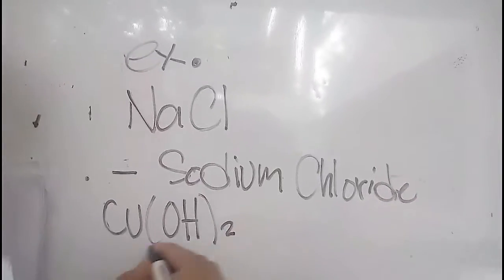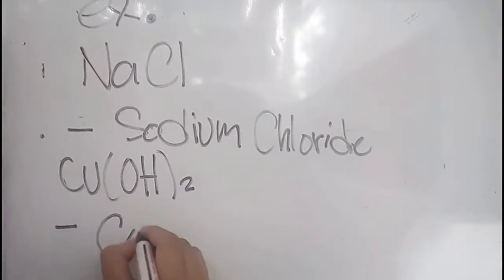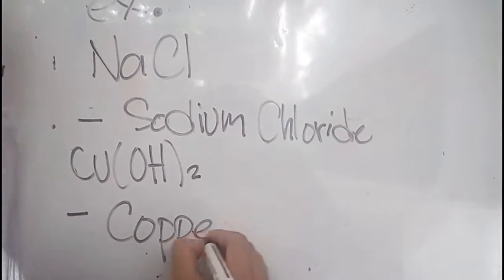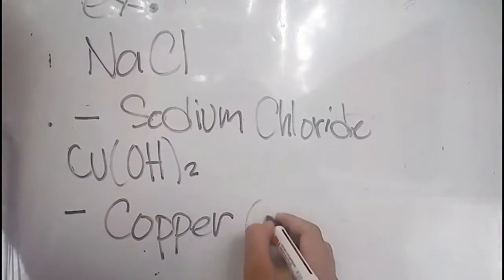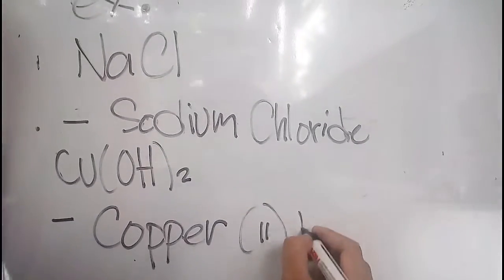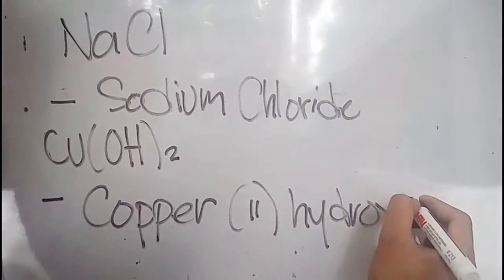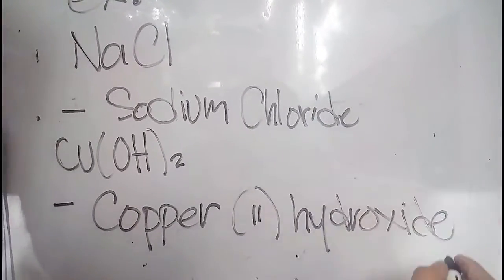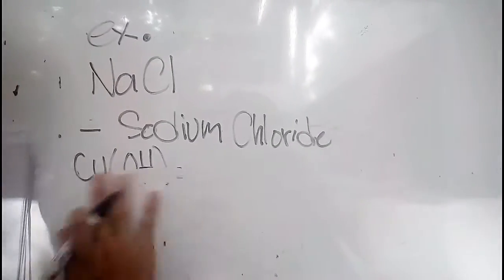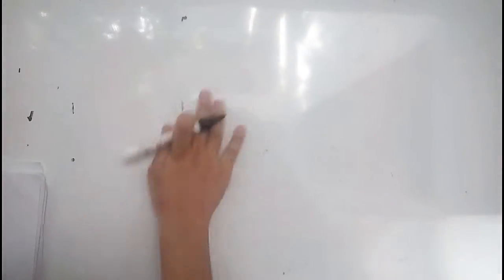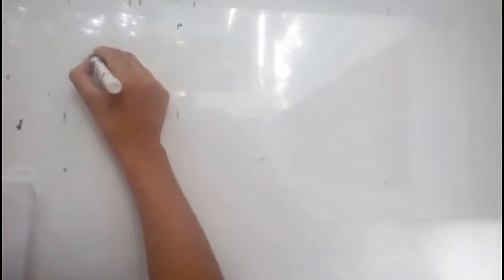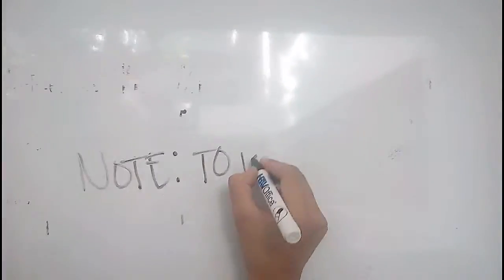Now here is another example. In an ionic compound, when one of the cations is from the group B, you write the charges, then the ion. Take note.